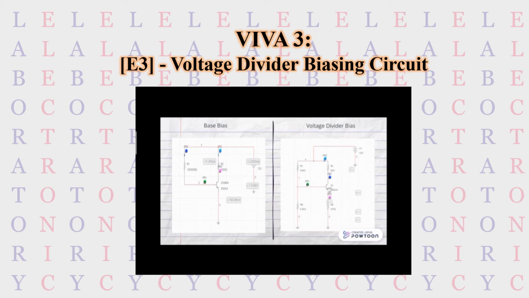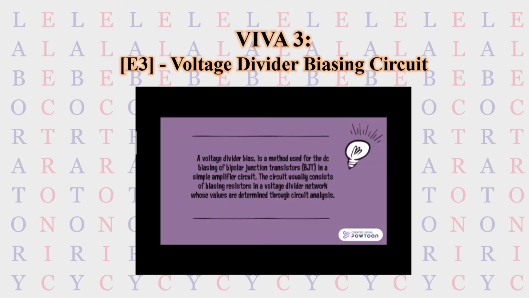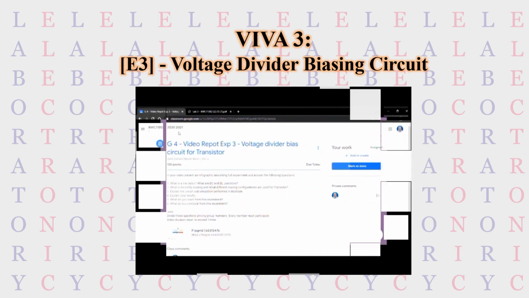Here are the two biasing method configurations. A voltage divider bias is a method used for the DC biasing of bipolar junction transistors (BJT) in a simple amplifier circuit. The circuit usually consists of biasing resistors in a voltage divider network whose values are determined through circuit analysis.